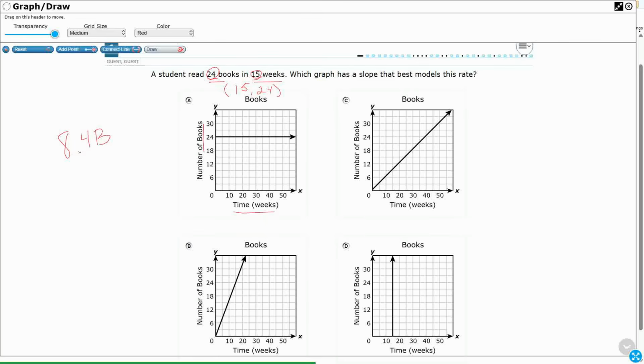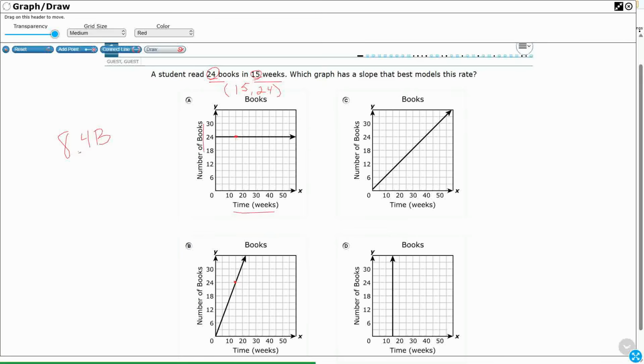Now let's just see if we can find that. So we need an x of 15 right there and a y of 24. Now that is actually on that point, but that's just saying that the student read the exact same amount, 24, every single week, and that doesn't make sense. The slope would be increasing because every week they're reading more and more and more. If we're looking at B, we're looking at 15 and 24. All right, so that looks like that at least goes through that point.